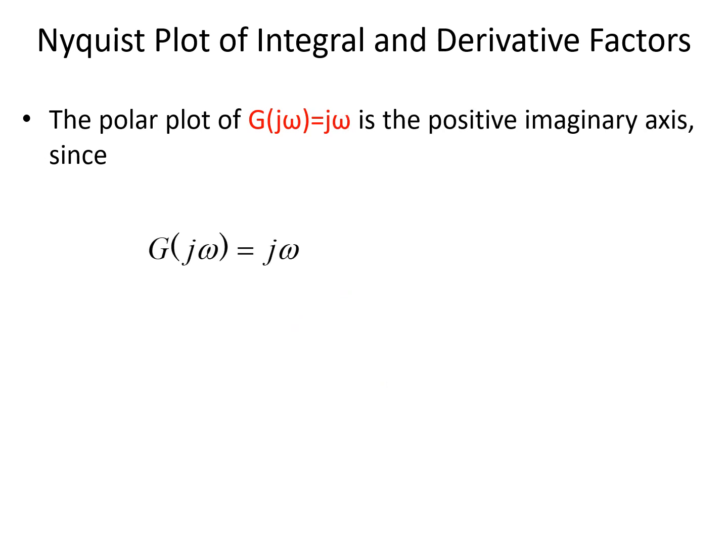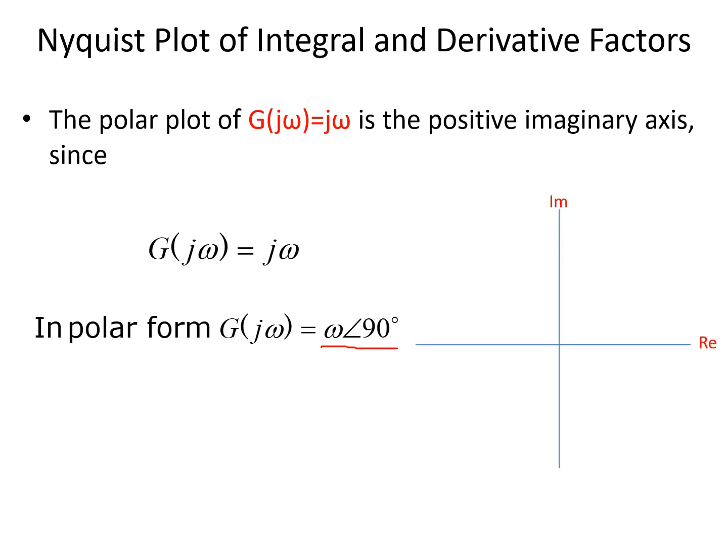Similarly, for the positive imaginary axis, that is for a derivative factor, G(jω) is taken as jω. For this, the magnitude is ω and the angle is plus 90 degrees. The plot for this factor is at plus 90 degrees, with this point at 0 and this at infinity, and we go from 0 to infinity. So this is the plot that we get for the derivative factor.